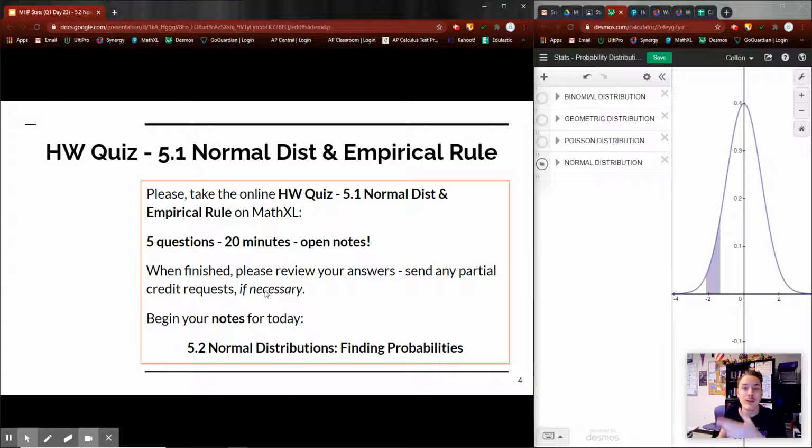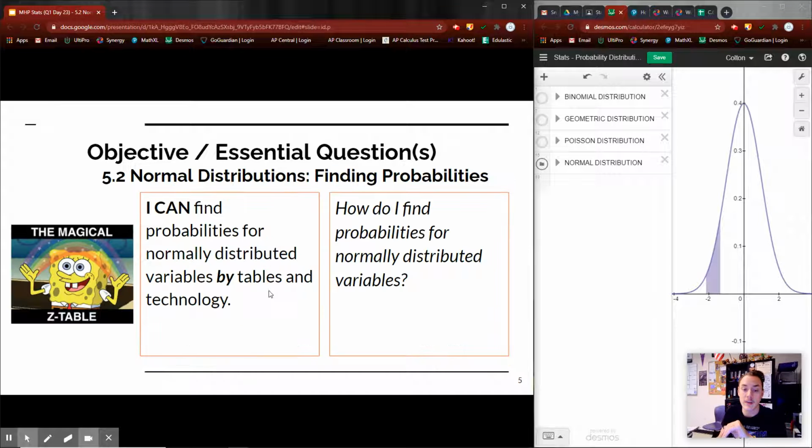After that, print out the note packet for 5.2 if possible, or follow along in your own notebook for 5.2, normal distributions and finding probabilities. So we're going to be asking, how do I find probabilities for normally distributed variables? Of course, we're going to try to do that using tables and technology. Okay, but how do I do that specifically?